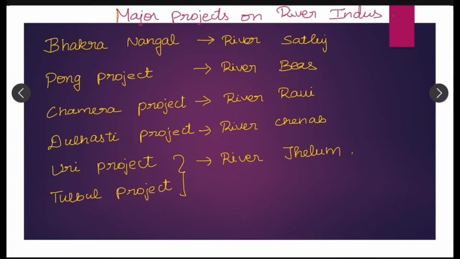Now let's see the major projects on the river Indus and its tributaries. Bhakra Nangal project is located on the river Satluj. Pong project is on the river Beas. Chamera project is on the river Ravi. Dulhasti project is located on river Chenab. Uri project, Dulhasti project, both are on the river Jhelum.